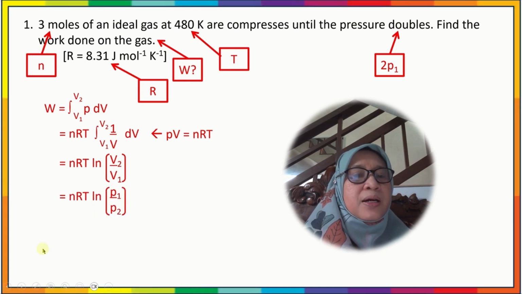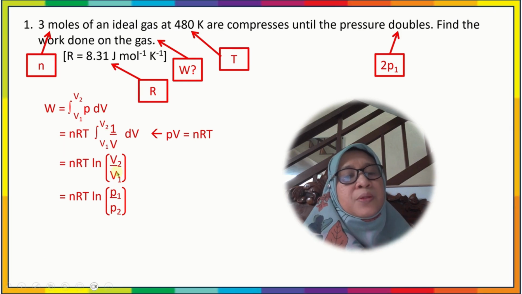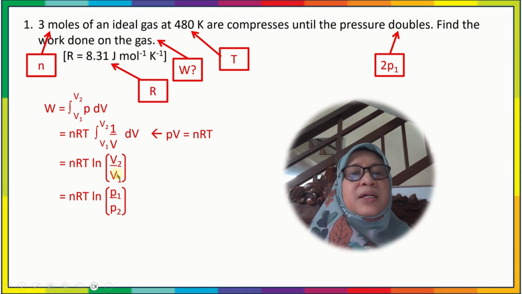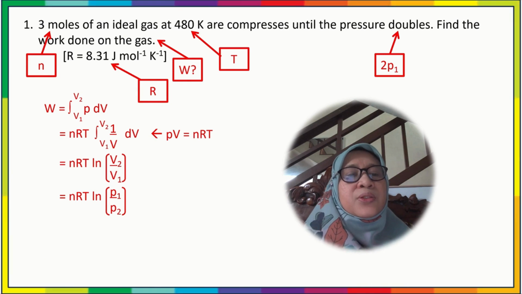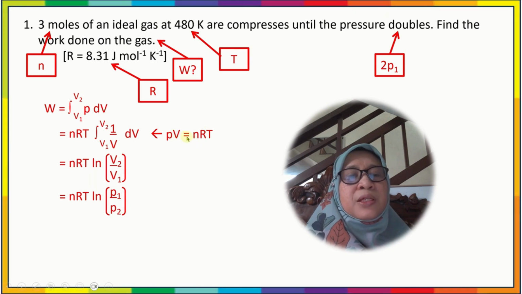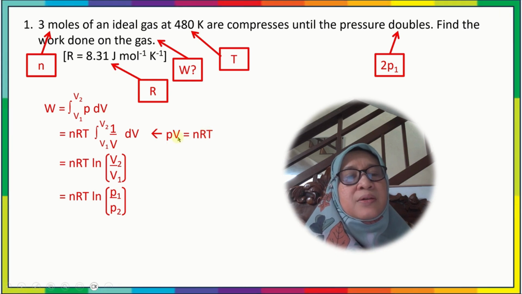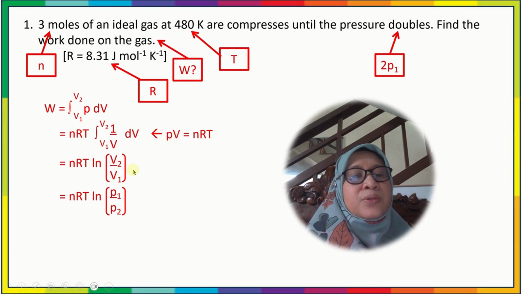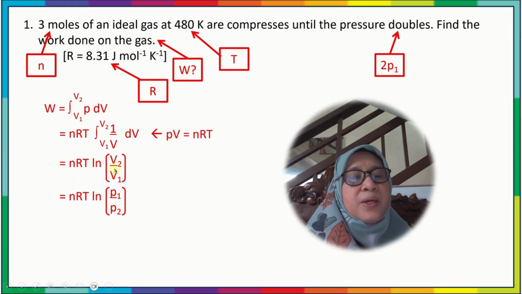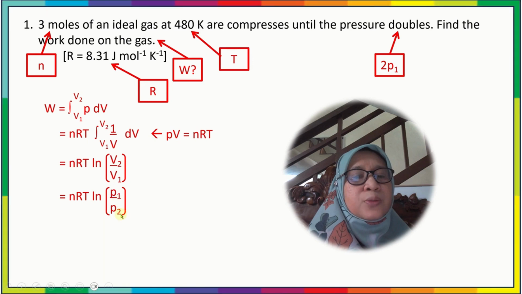Now for V2 over V1, because temperature is constant, V2 over V1 will equal P1 over P2. From PV equals nRT, nRT is constant, so instead of substituting V2 over V1, we can substitute P1 over P2, because they are inversely related. So V2 over V1 equals P1 over P2.